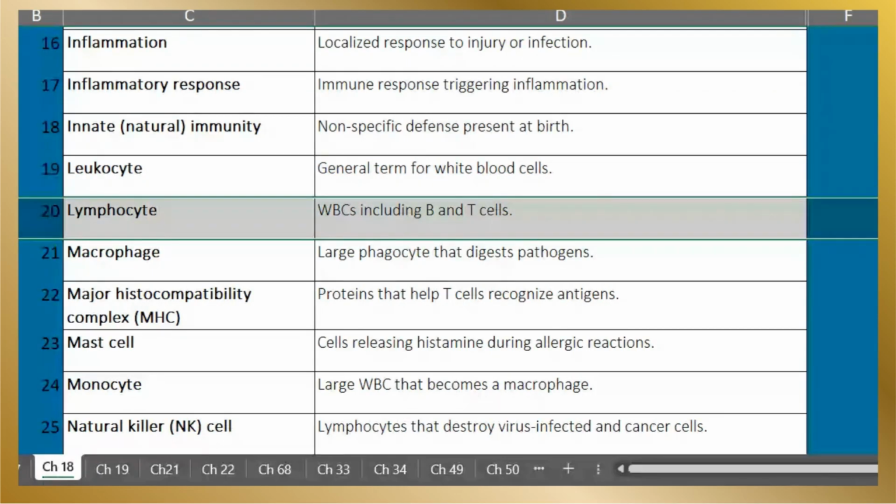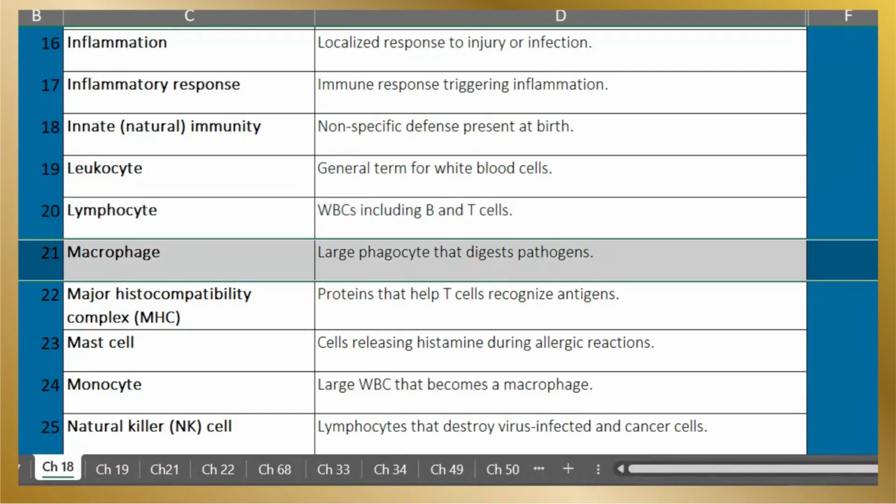The lymphocyte is the general term for the white blood cells, including B and T cells. So it's central to adaptive immunity. The macrophage, large phagocyte that digests the pathogens. So it removes the debris after inflammation.